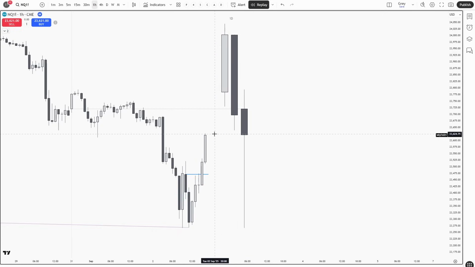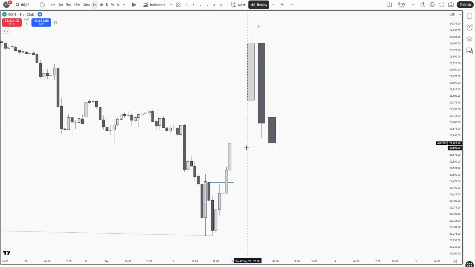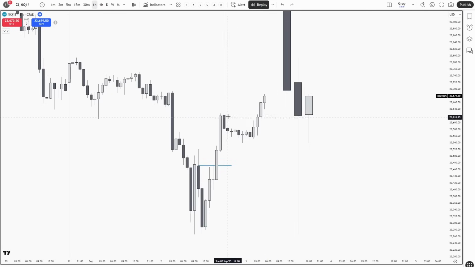So now we have one-sided bias and the filler swings are supporting our idea. We have a bunch of filler swings right here. Now we will skip into the next day's New York session. Going into the next day's New York session, what do we have?